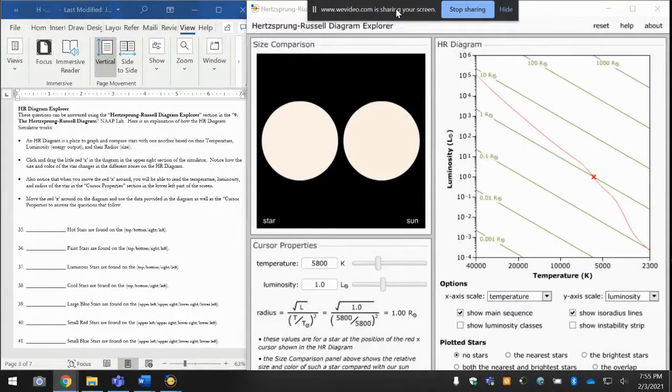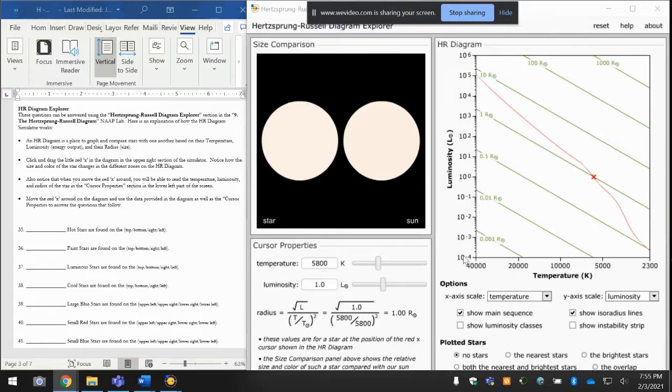Okay, the last section of the homework that you need to use these explorers with is the HR diagram explorer, which you see pictured here on the right. And some things to note about this, that this is a plot of stars. So stars will fall on different parts of the HR diagram based on their life cycle and their size and so forth.